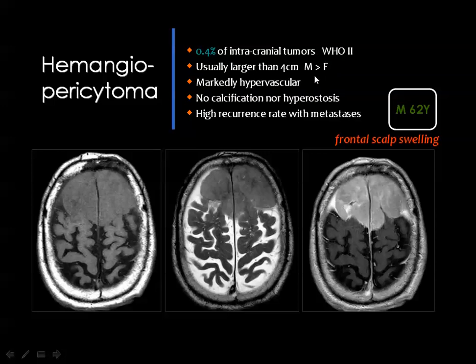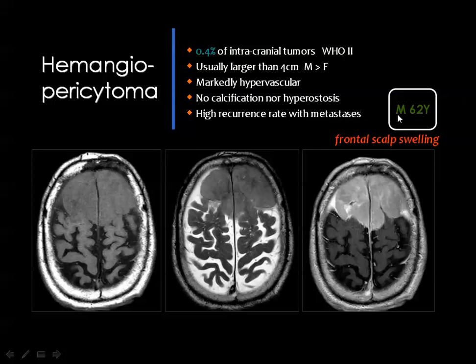And you know that meningioma affects females more than males. Then, as is clear from its name, hemangiopericytoma is a markedly hypervascular lesion. It does not show calcium nor hyperostosis of the calvarium. And instead, it may erode the calvarium and extend into the extracranial area. And if it is removed, it has a high incidence of recurrence with extra-CNS metastasis.